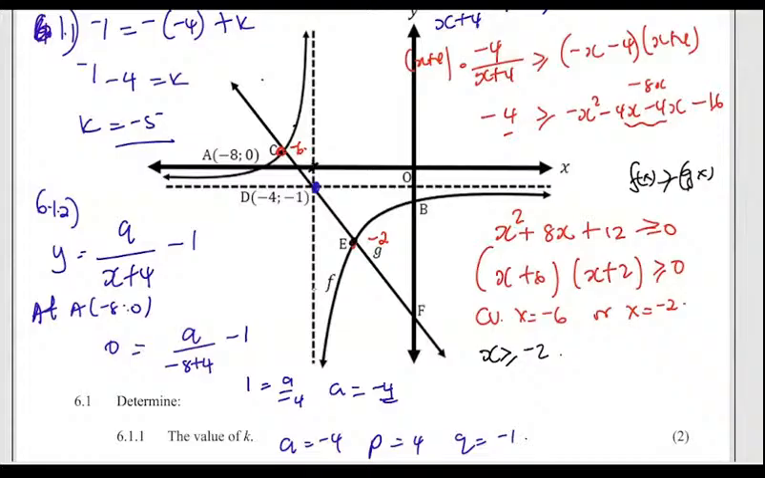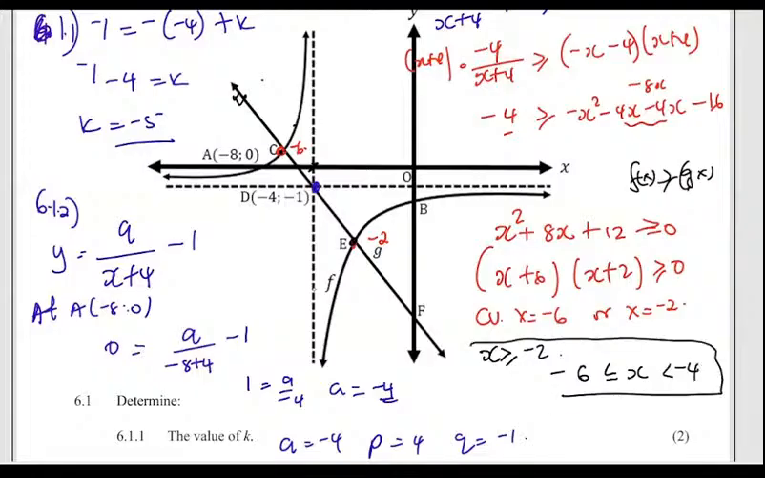Below that, the graph of g is above. So I'm going to say negative 6 is less than or equal to x, but less than negative 4. These are the solutions that we needed. And x is greater than or equal to negative 2, and this other one.